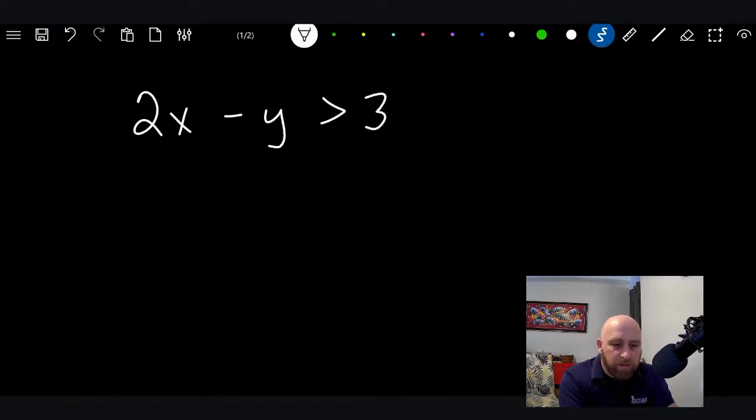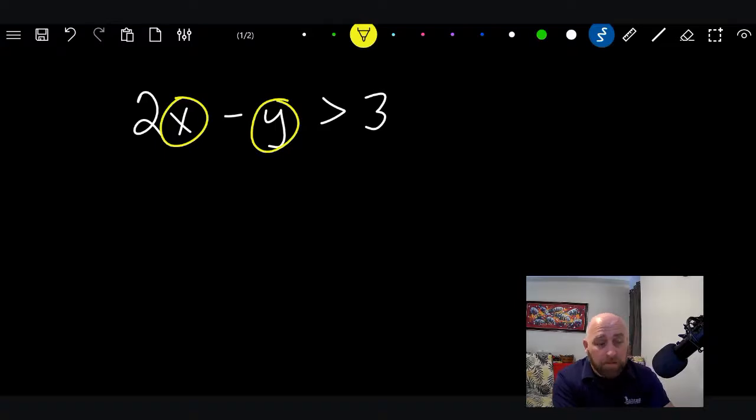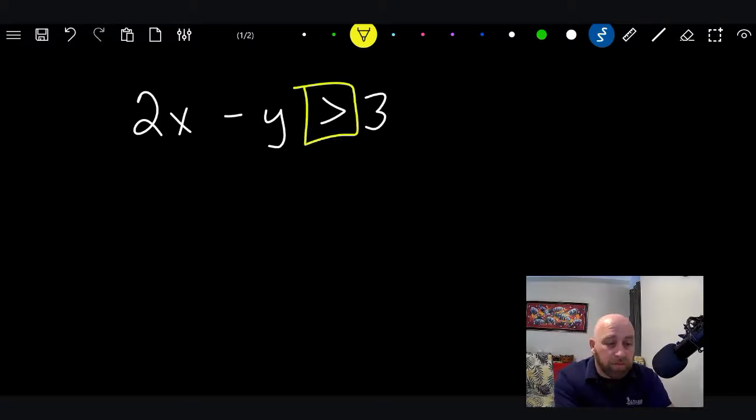So if you look down here, I have 2x minus y is greater than 3. Now this looks a little different right off the bat because look, now we have an x and we have a y. Okay, so that's new. We haven't been doing that. Well, we did it in chapter 3, but we haven't been doing it yet in chapter 4 with this little guy right here, this inequality. Well, you would graph it the same way that you would graph an equality.